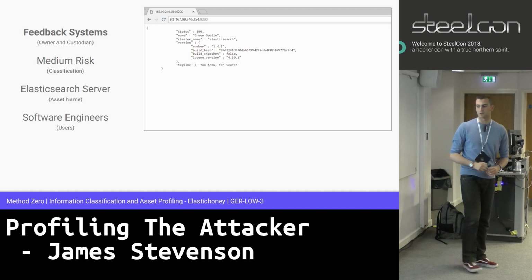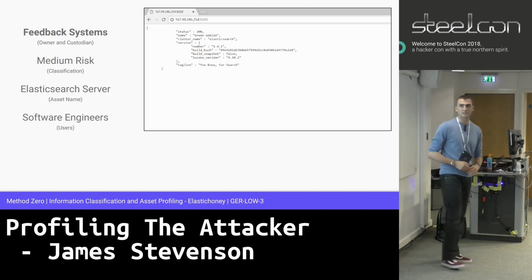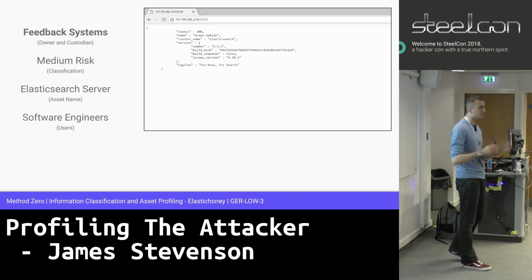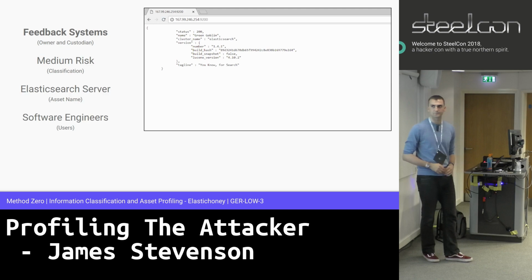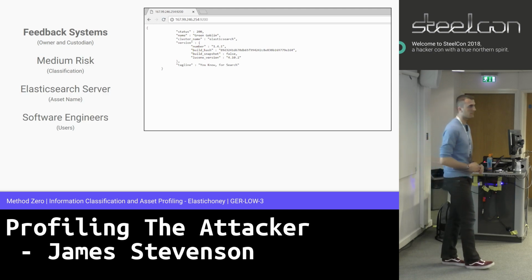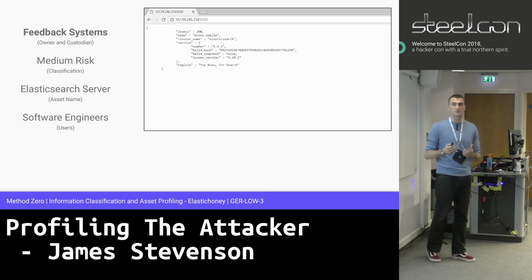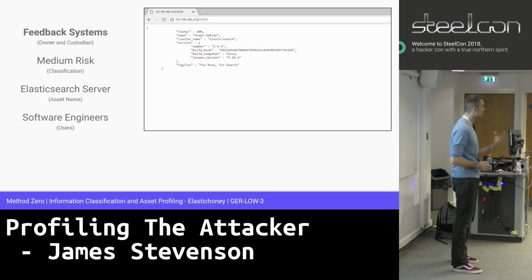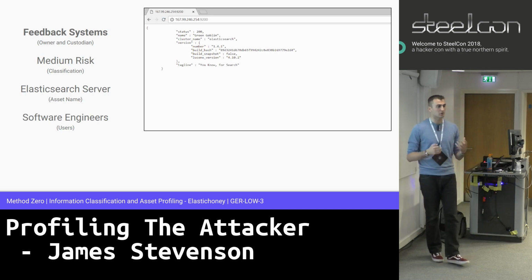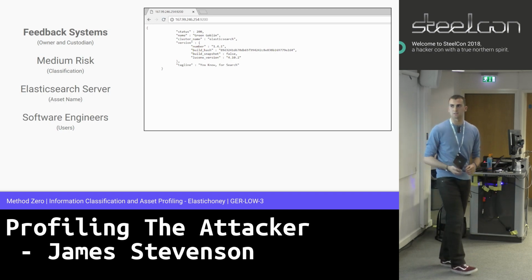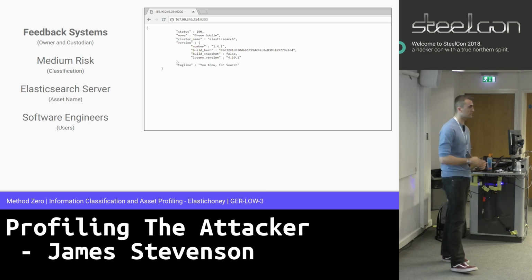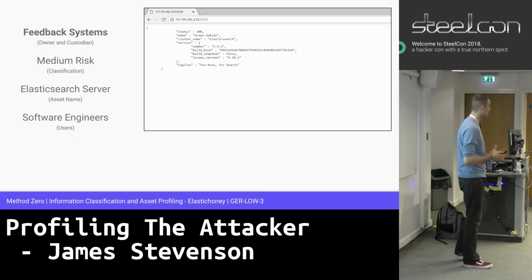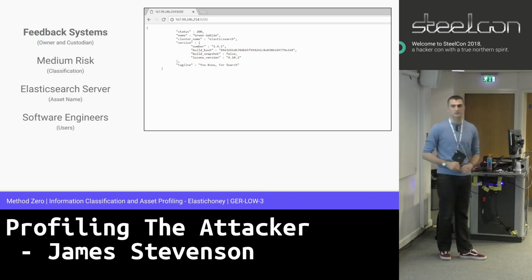Well, this is our first honeypot. This is a honeypot based out of Germany. This is an Elasticsearch honeypot. If you don't know what Elasticsearch is, it's a data aggregation tool, kind of like a database, but not quite. But we're going to use our imagination, and pretend that this honeypot is what it's pretending to be. So we're going to imagine that this Elasticsearch honeypot is an Elasticsearch server that belongs to a fake organization called Feedback Systems, is a medium risk asset, and is primarily used by their software engineers, but for one reason or another is accessible via the internet.